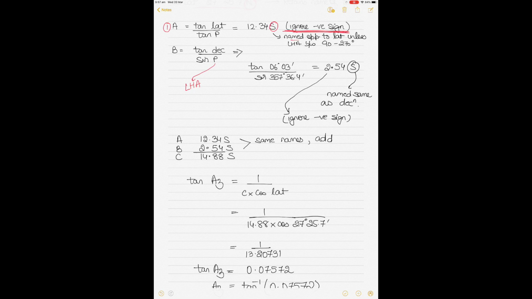Why? Because it is always named opposite to latitude unless LHA is between 90 and 270. Your LHA is not between 90 and 270, so you will name it opposite to lat. Latitude was north, so you have named it south.